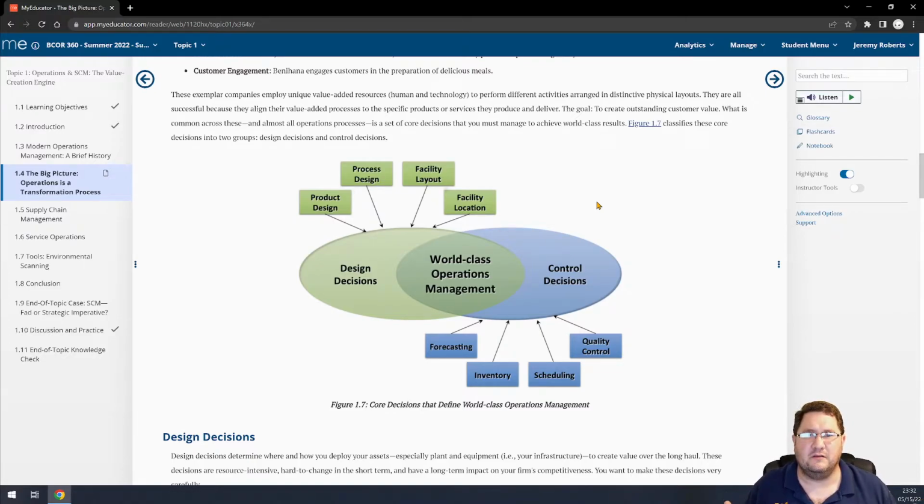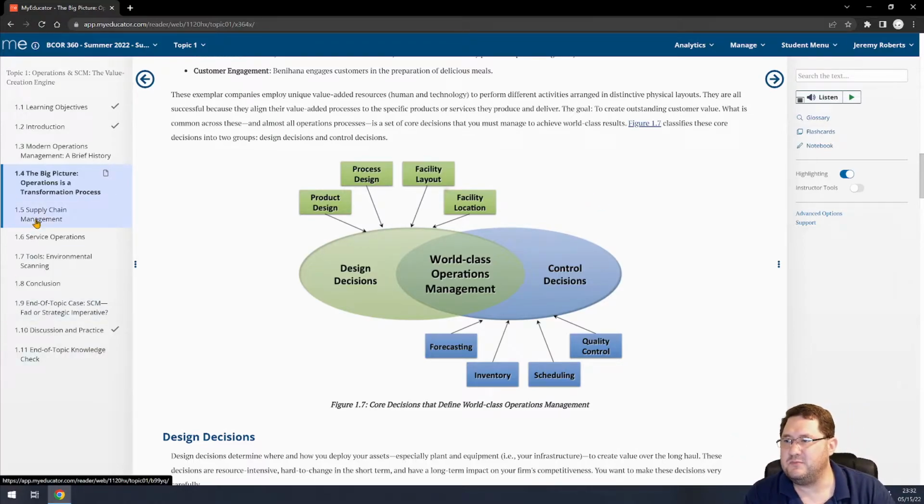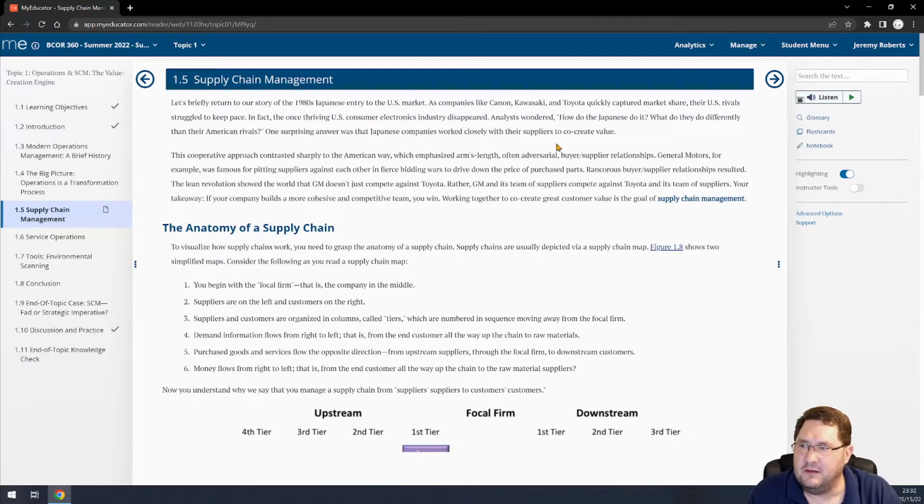But quality, we have to make sure our products and our services have the proper quality. So the text will dive deeper into each one of these, so I don't want to give away too much, but let's move on to topic 1.5 here.